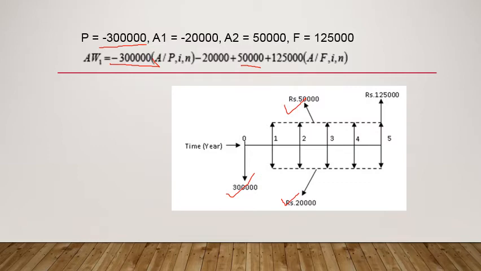1,25,000 F has to be converted into A. Which factor do I use? I use the factor A by F. F needs to be converted into A using the factor. What will be N? What will be I? I is already given as 10%.